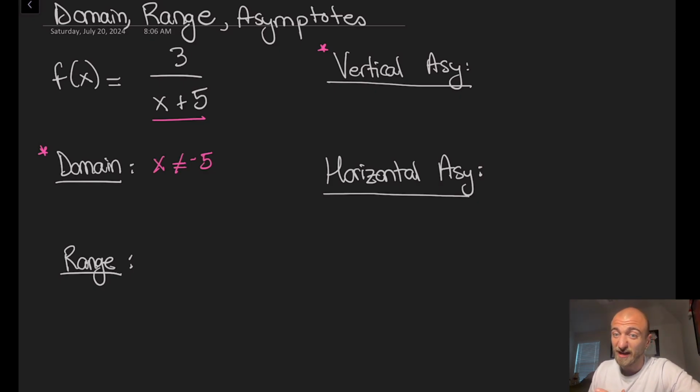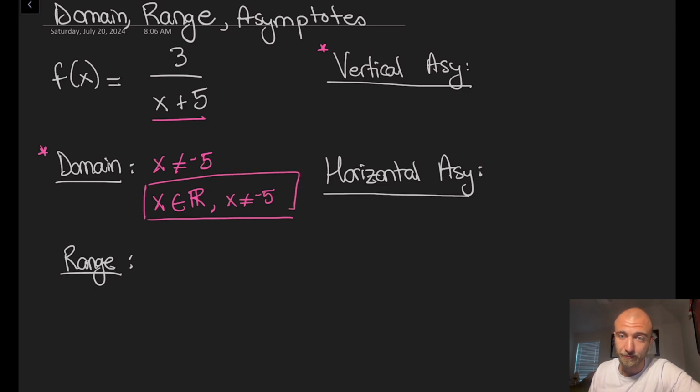Other than that, though, everything else seems pretty fair game. So we can say that x has a domain of all real numbers, except that x cannot be equal to negative 5. Otherwise, that fraction is going to break. That's it. That's the domain for this function. Nice and simple. And look at how beautiful this is going to be.